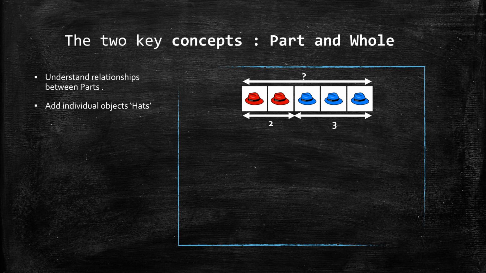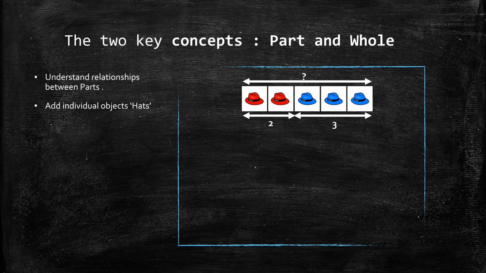Let's have a look at the two key concepts, starting with part and whole. The part-whole concept is a powerful approach that helps children grasp mathematical relationships by using rectangular blocks to model problem-solving scenarios. Let's explore an example to gain a deeper understanding of how this concept works.